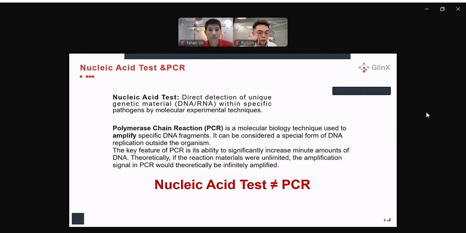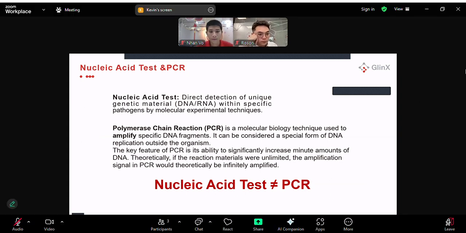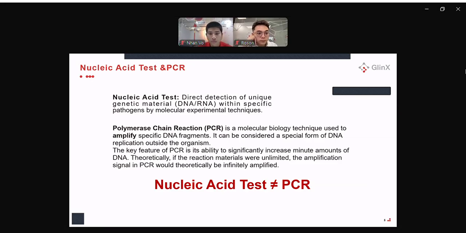pathogens by molecular experimental techniques. And the polymerase chain reaction, abbreviated as PCR, is a molecular biology technique used to amplify specific DNA fragments, and it can be considered a special form of DNA replication outside the organism. The key feature of PCR is its ability to significantly increase a minute amount of DNA.